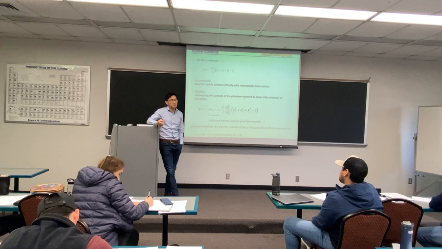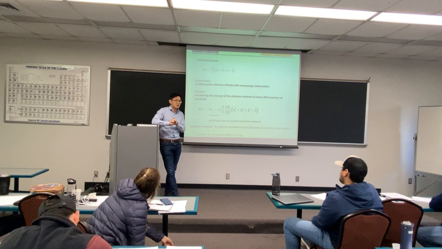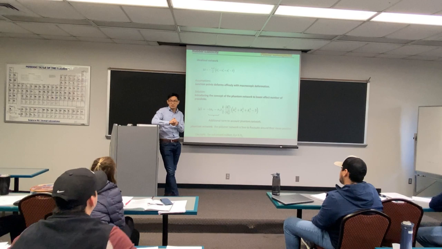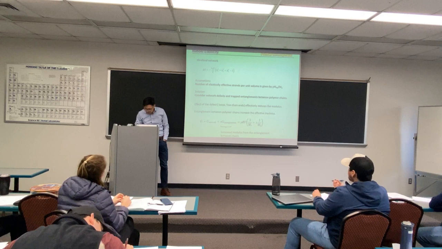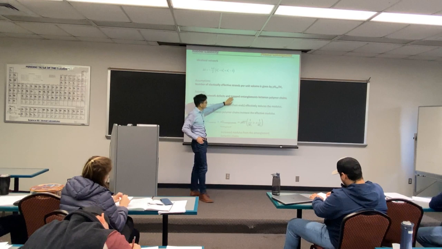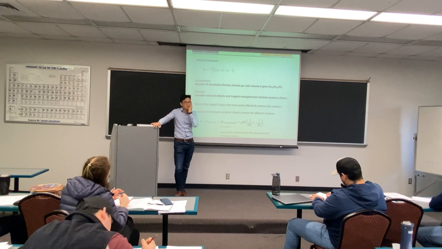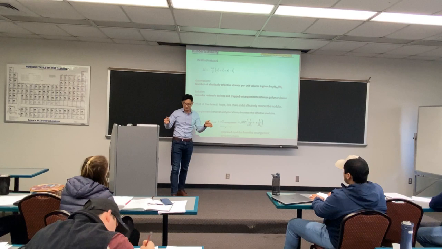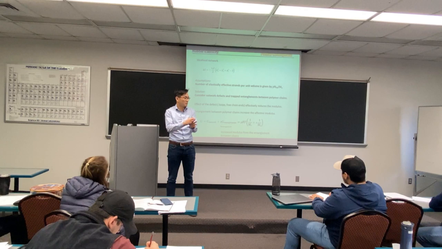So there's one last assumption: we assume that your modulus is directly proportional to the number of molecular weight between the cross-link points. As I mentioned, this assumption does not consider any entanglement. So we actually need to consider the network defect and trapped entanglement between polymer chains. So what would you think the entanglement would do to the modulus? If your cross-link density is the same for A and B polymer, A is not entangled, B is entangled between cross-link points.